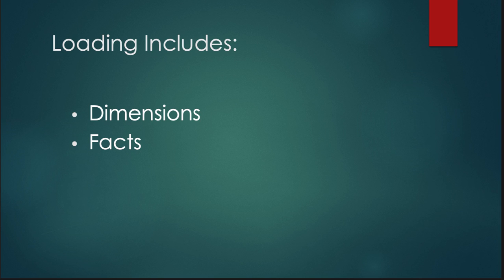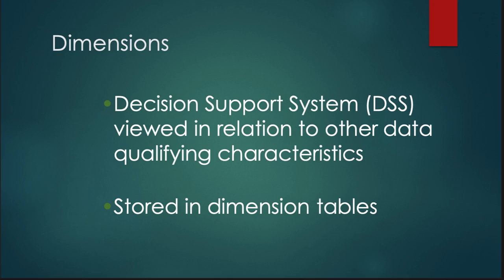Here we have loading, which includes dimensions and facts. Let's take a look in detail. DSS, Decision Support System, data is viewed in relation to other data qualifying characteristics. So in this case, DSS data is almost always viewed in relation to other data. The data cannot be alone and has to be supported by other tables. And this is where it's stored, in a dimension table.